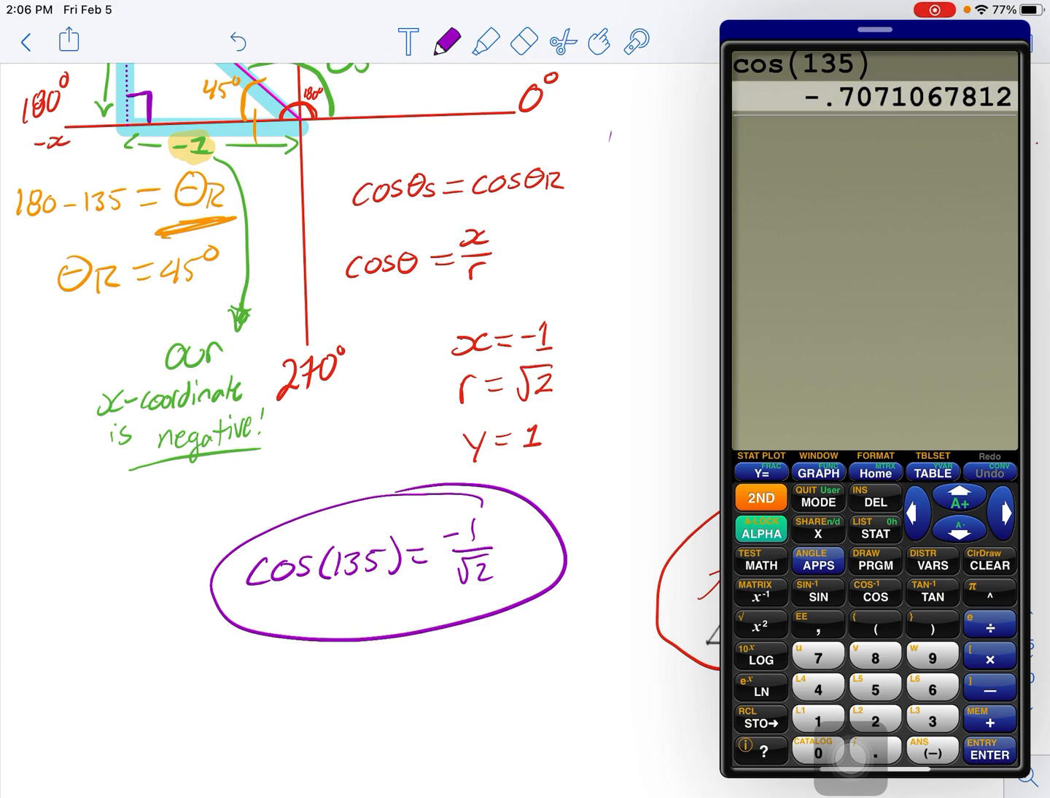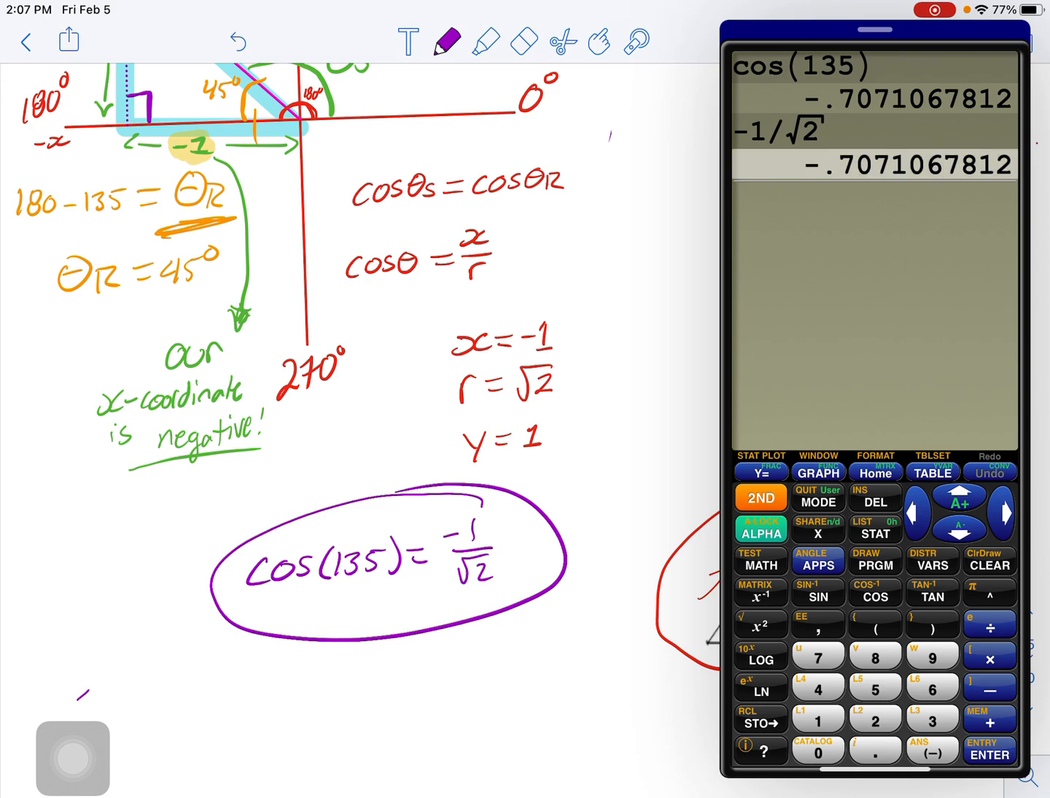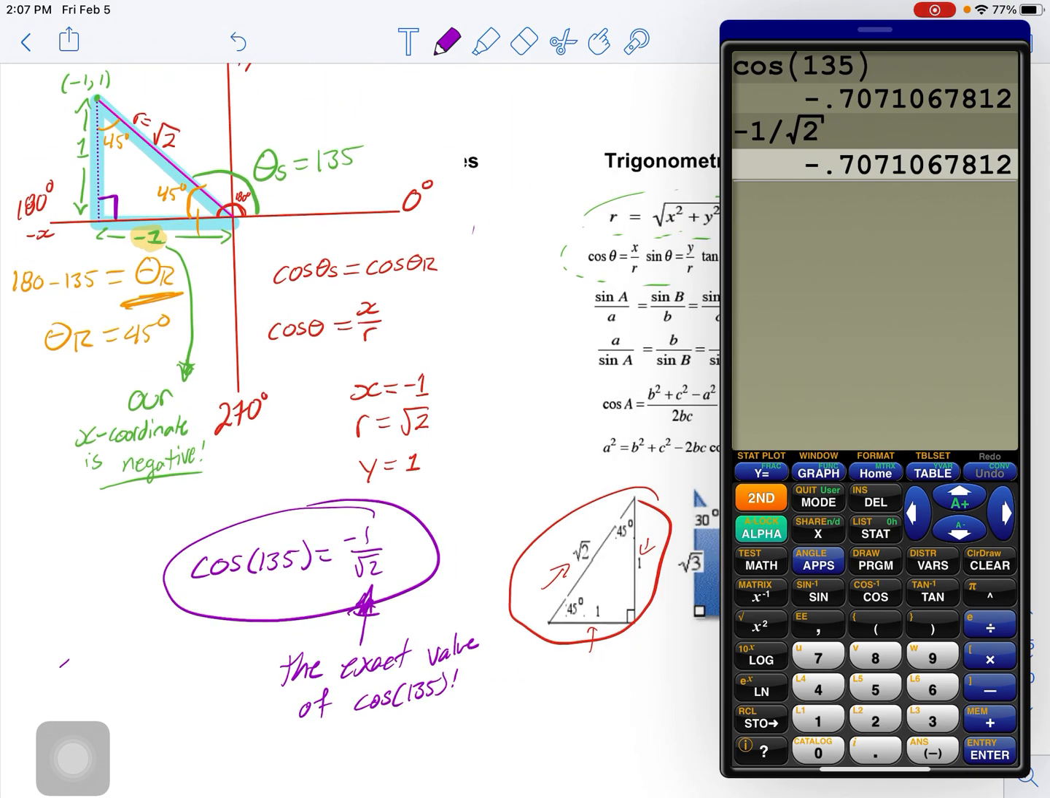So it gives us a non-exact value, it gives us a decimal number, but let's check what -1 over √2 equals. So -1 dividing square root of 2. And you can see that it equals the same value. But this is our exact value. So this here is the exact value of cos 135. And there's our solution.